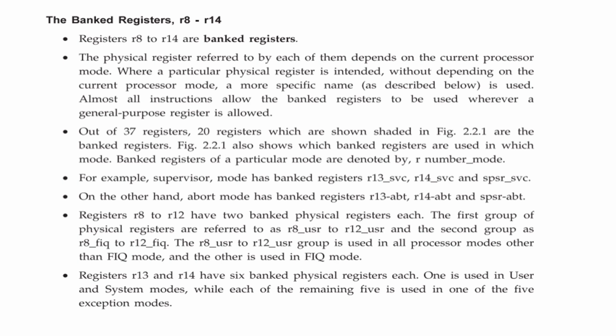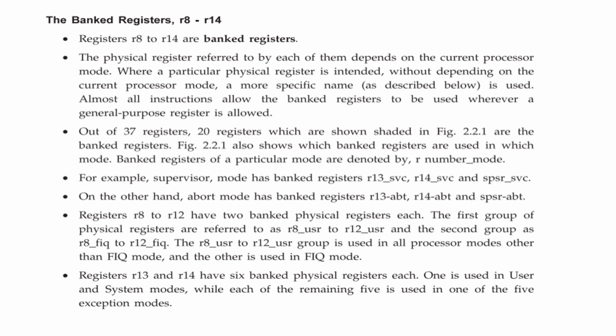Banked registers of a particular mode are denoted by R, then the number, underscore, the mode. We have seen this in the diagram. For example, supervisor mode has banked registers R13_SVC, where SVC is for supervisor, R14_SVC, SPSR_SVC, and all that. On the other hand, abort mode has the same nomenclature, R13, but underscore ABT, and so on.